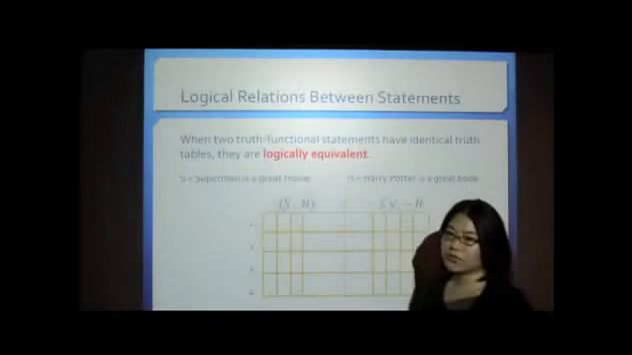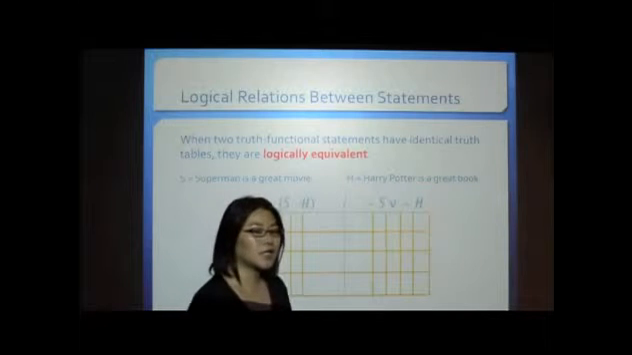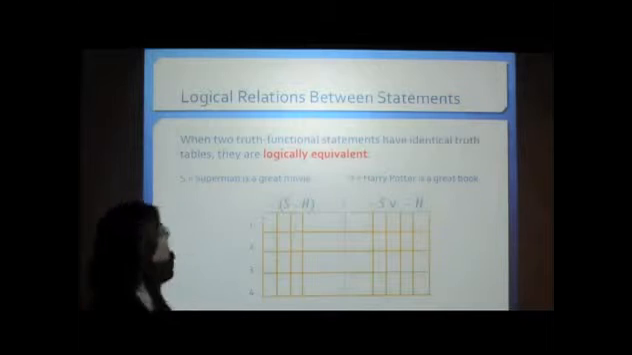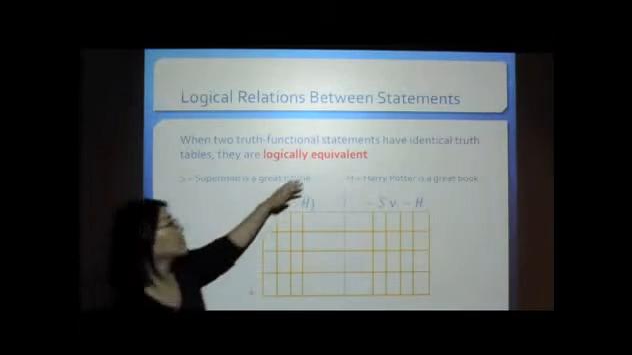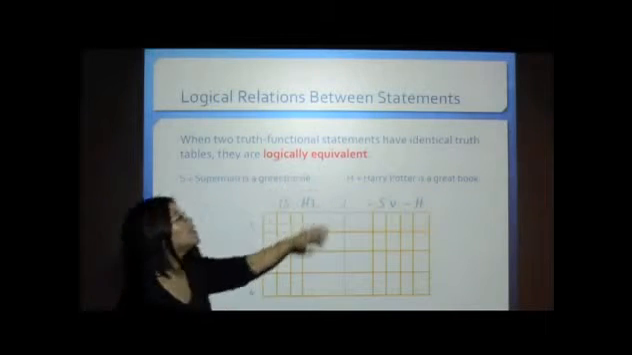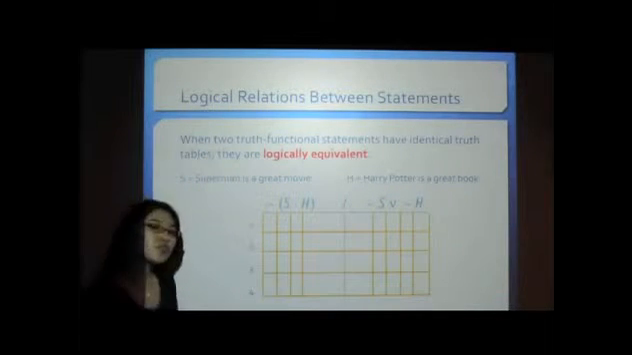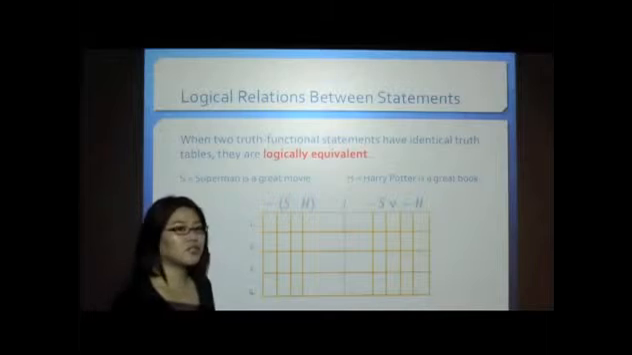Another thing that you can do with truth tables is to determine relationships between two or more different kinds of statements. One of the relationships that you can have between statements is that of logical equivalence. So when two truth functional statements have identical truth values, they are referred to as being logically equivalent. So let's compare these two statements.